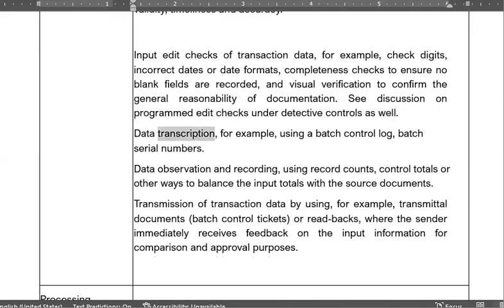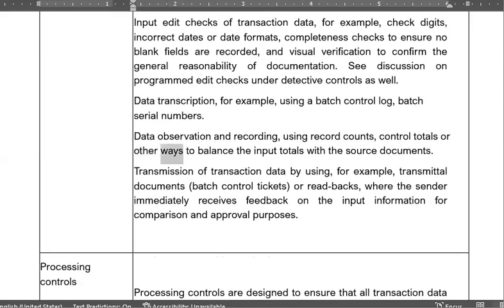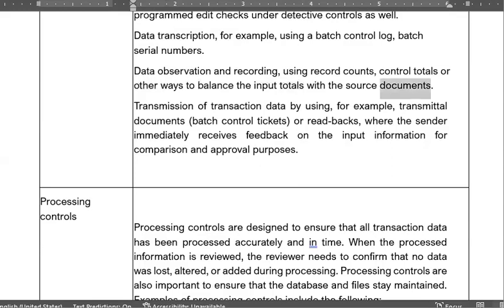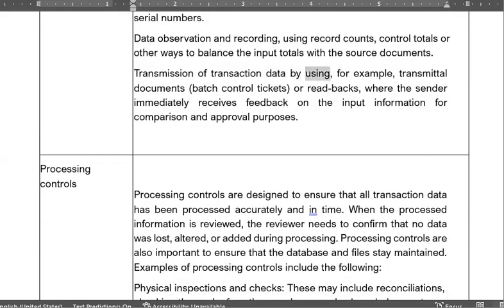Data transcription, for example, using a batch control log, batch serial numbers. Data observation and recording, using record counts, control totals or other ways to balance the input totals with the source documents. Transmission of transaction data by using, for example, transmittal documents, batch control tickets, or readbacks, where the sender immediately receives feedback on the input information for comparison and approval purposes.